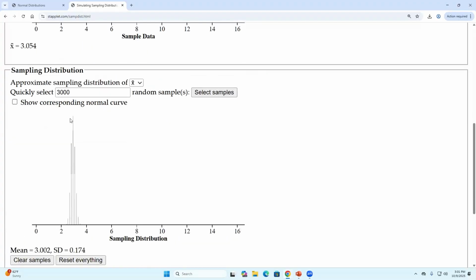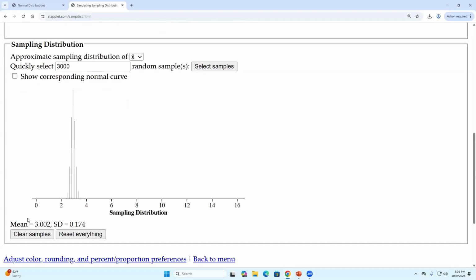And now we have an extremely tight sampling distribution. Same mean. The mean has not changed because the mean of your sampling distribution equals the mean of your population. However, now that standard deviation has gone down to 0.174. So when we had a sample size of 200, we got that variability, that standard deviation of the sampling distribution, down to 0.174.